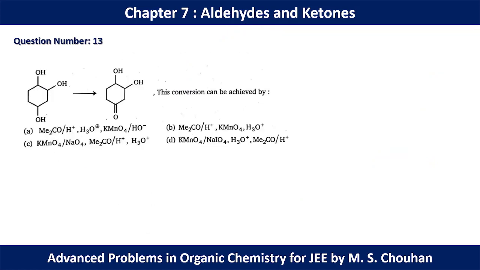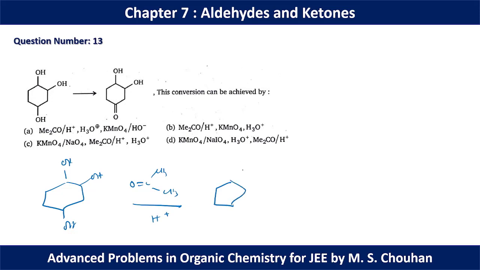In question number 13, we have to react this C double bond O, we have to oxidize this S to C double bond O, but where these two will not react. So we can start with the masking process. So in this case we have 1,2-diol and we can react this with acetone in presence of dry H plus, and we can have a situation like this.